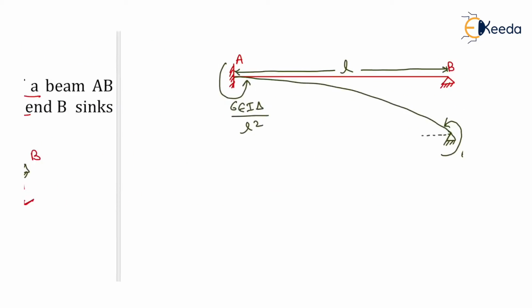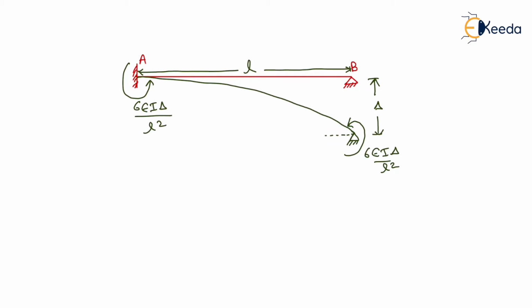So we have sunk the support B by an amount delta and we will get the moment at both the ends as 6 EI delta upon L square in the anticlockwise direction as well as 6 EI delta upon L square in the anticlockwise direction. Now we know that a hinge support is not capable of resisting any moment, so we have to make the net moment at the hinge support equal to 0.